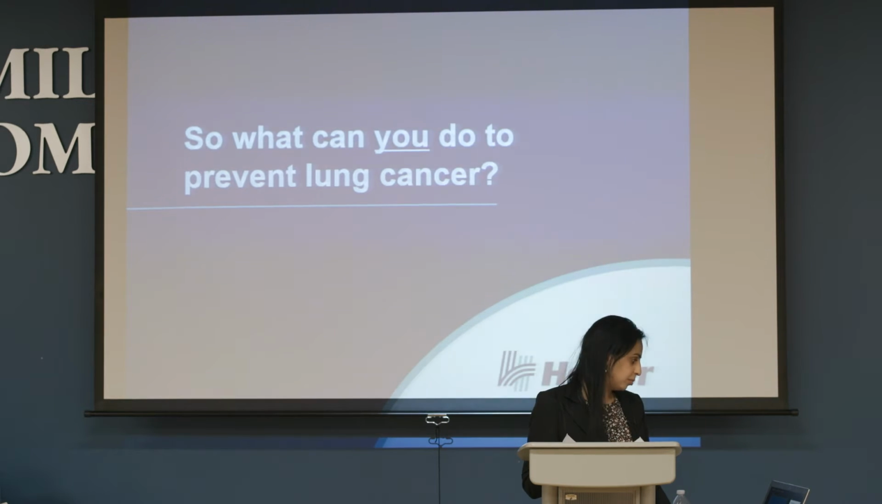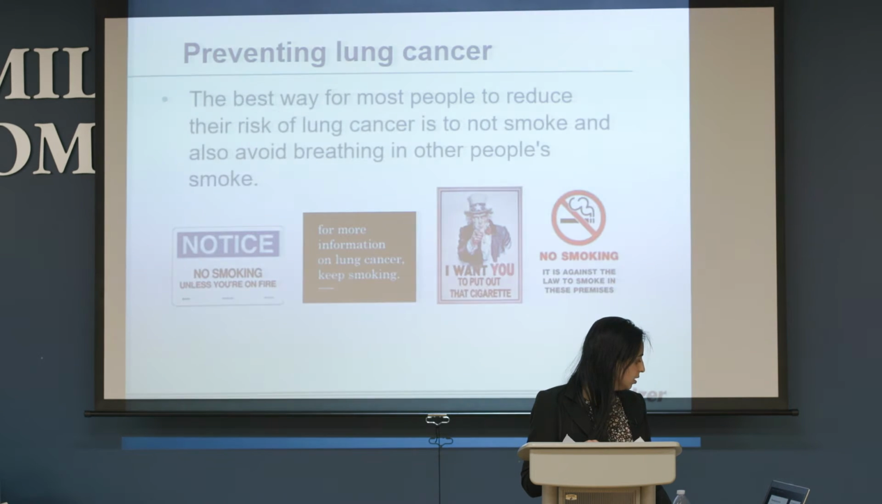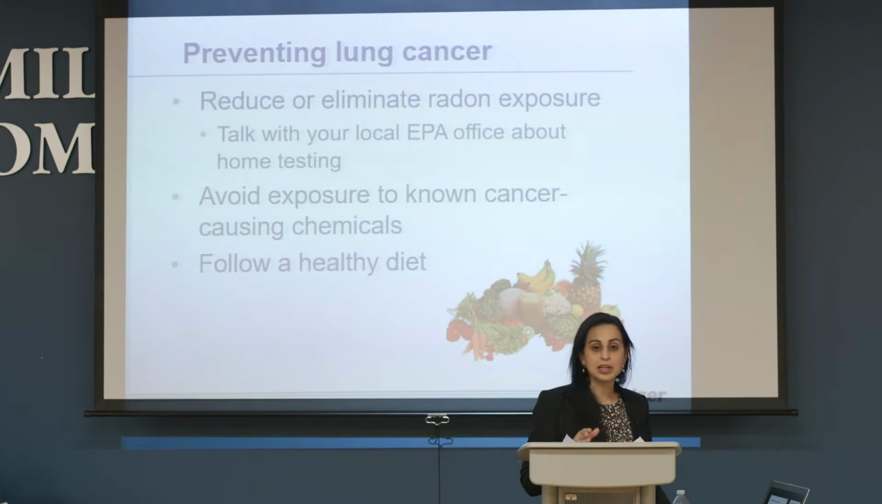So what can you do to prevent lung cancer? There's no sure way to prevent lung cancer, but we know that there are things we can do. Number one being stopping smoking. Other things we can do to prevent them from being found too late. The best way for people to reduce their risk of lung cancer is to not smoke at all, avoid breathing other people's smoke, as secondhand smoke, and reduce or eliminate radon exposure.